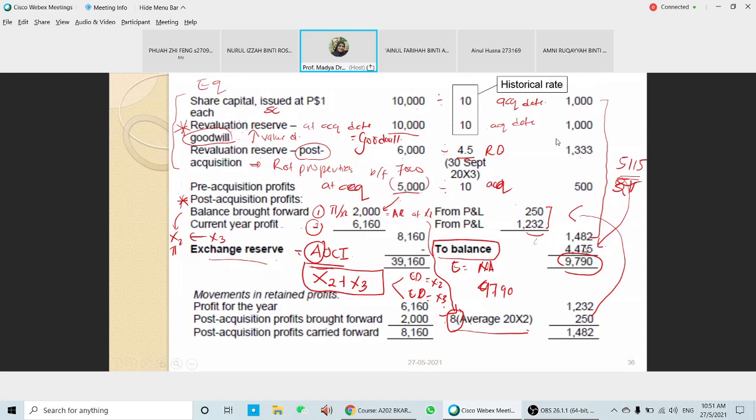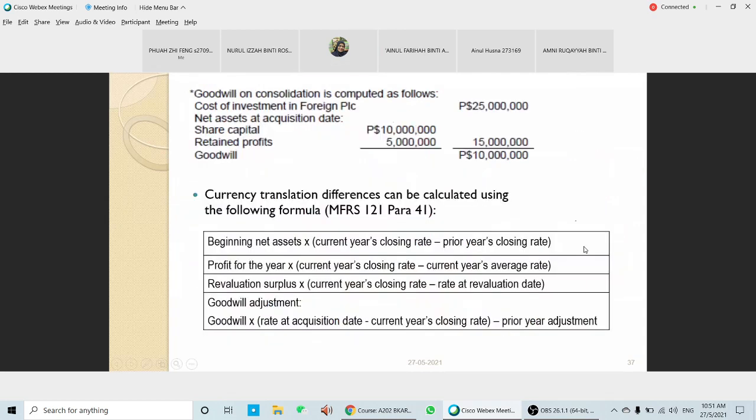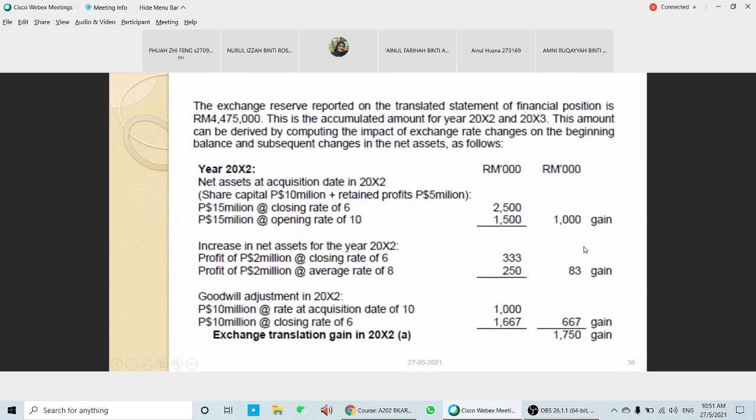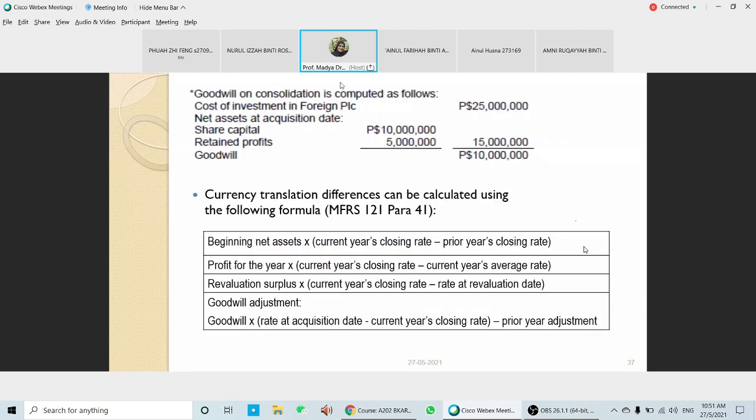Okay, so we're going to proceed. From that 4475, we need to find how much the exchange difference is for the year X2 and for the year X3. For this one, we already calculated the goodwill previously. We are done with this one. So look at this item, because this item is very important.